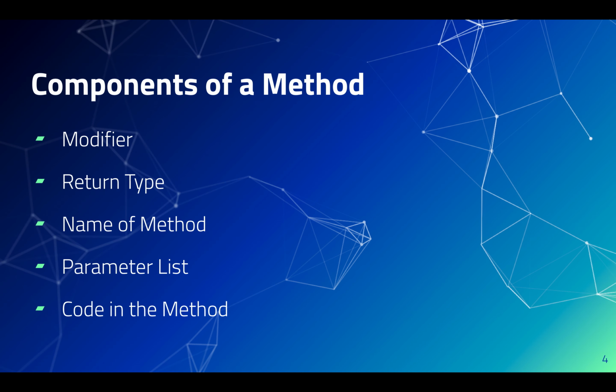So there are 5 important parts of a method. There's the modifier, the return type, the name of the method, the parameter list, and the code that's supposed to execute inside of the method.